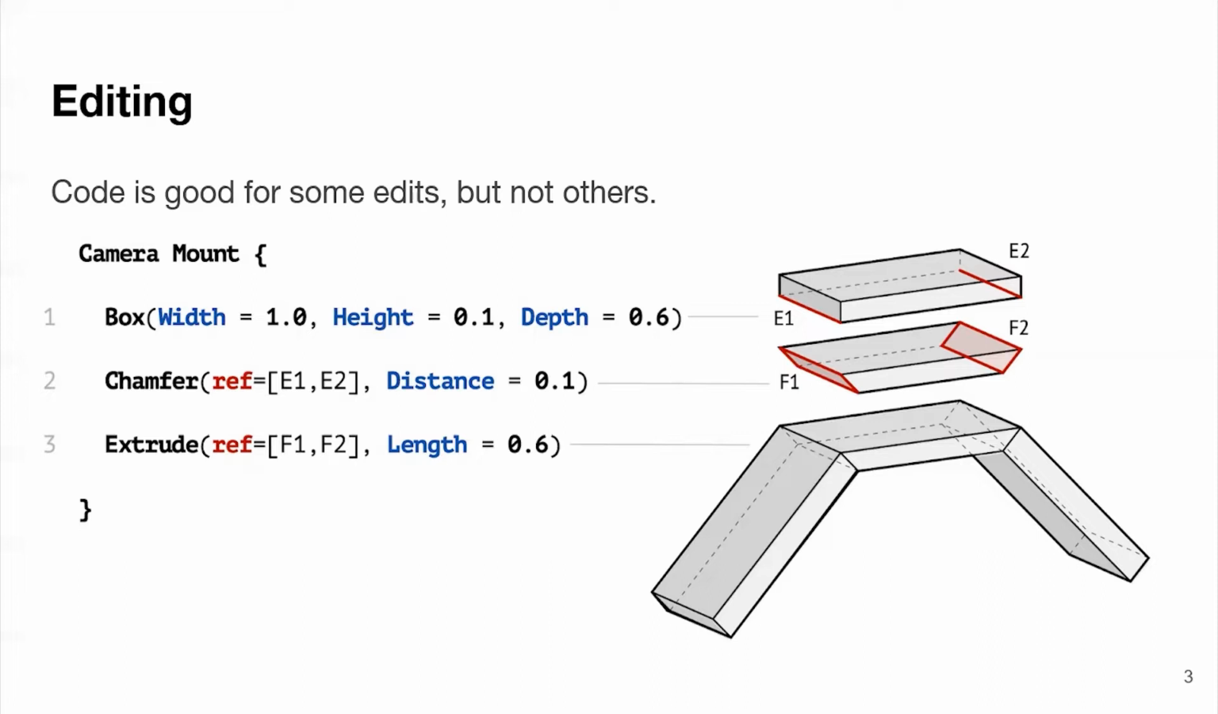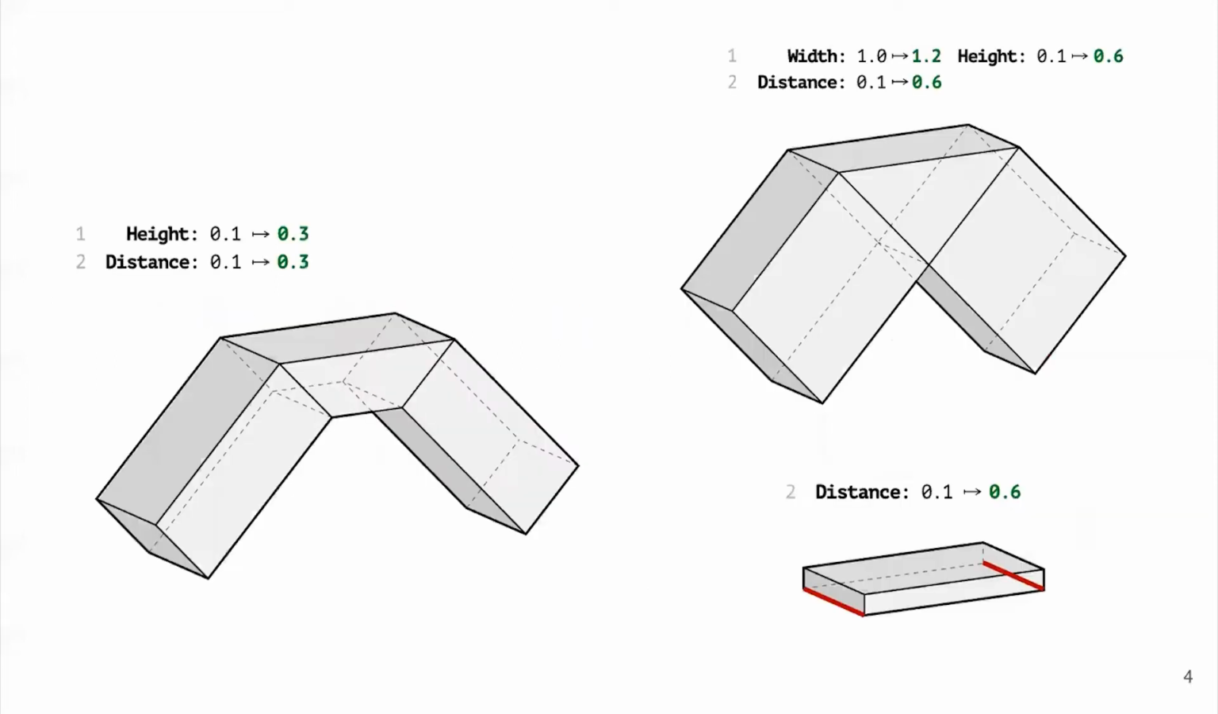Parameterizations might be difficult to understand, or might not directly correspond to an edit that you want to make. For example, in the context of this camera mount model, if we want to make even a model that is this simple uniformly thicker, we start having to edit multiple parameters at the same time. Here, in order to make the whole thing thicker, we have to edit the height of the initial rectangle and the distance that we extrude to make the chamfer.